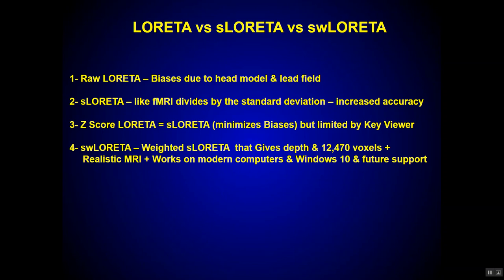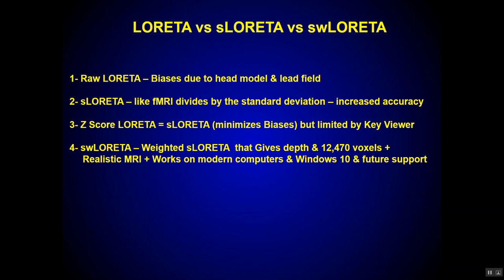The same with functional MRI. If you have a high variability in the blood flow changes in the experiment, even if the magnitude is high, you will not see it. You will see it if there's low variability. So it's a probability estimator, and that's why the S is there for standardized Loreta. And it helped minimize the bias due to the spherical head model.